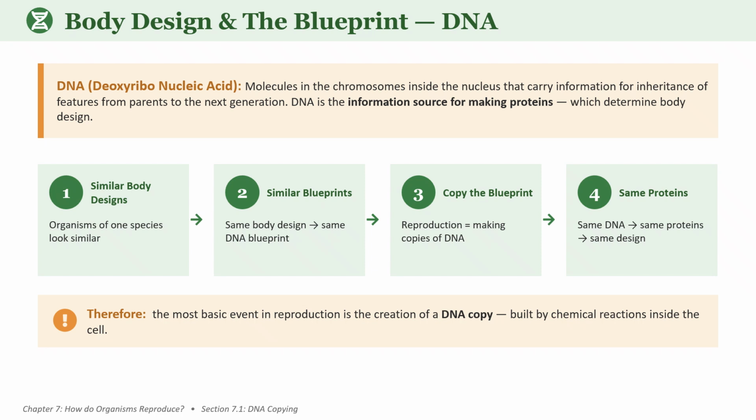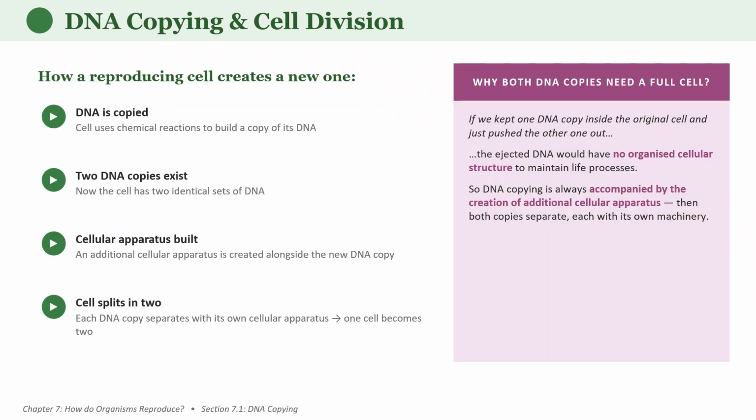So what is the main idea of this, children? Reproduction begins with making a copy of DNA. Without DNA copying, new organisms cannot be reproduced. DNA copying and cell division.